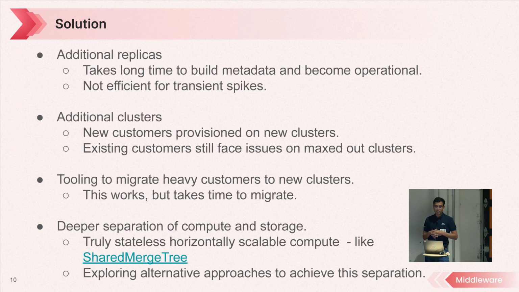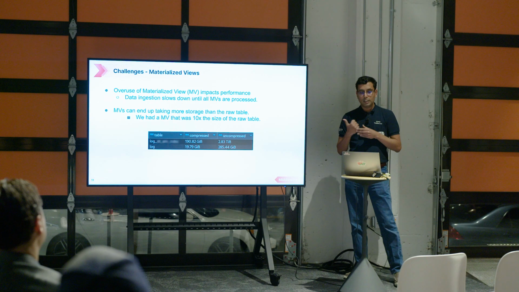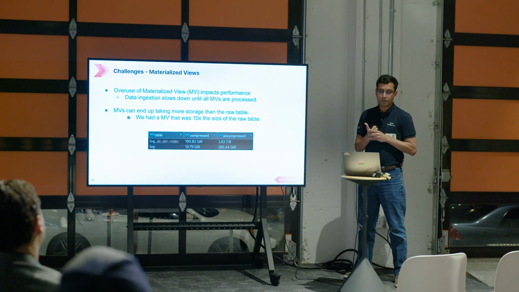So we are exploring alternatives as to how we can achieve this separation. One option is to go to ClickHouse Cloud, and it can work. For heavy customers, we can use ClickHouse Cloud and use shared merge tree to alleviate that problem. But as I said, we are exploring other options as well. Another challenge is with materialized views.